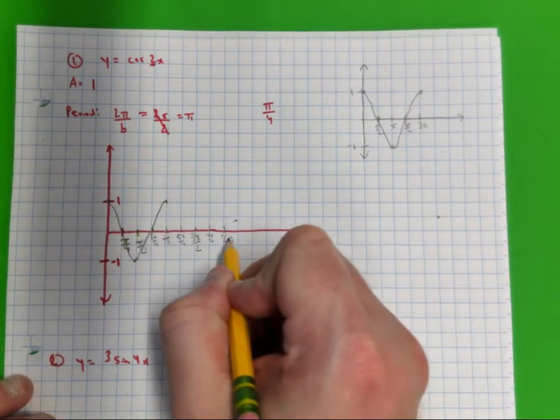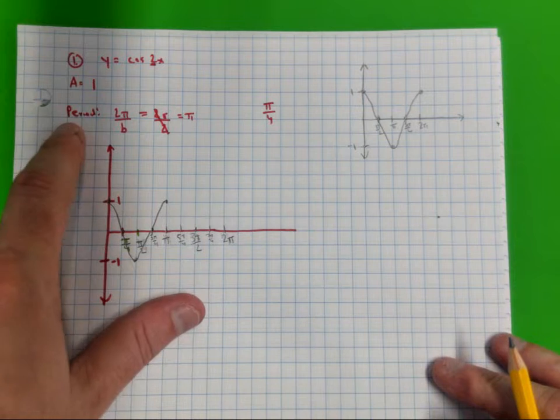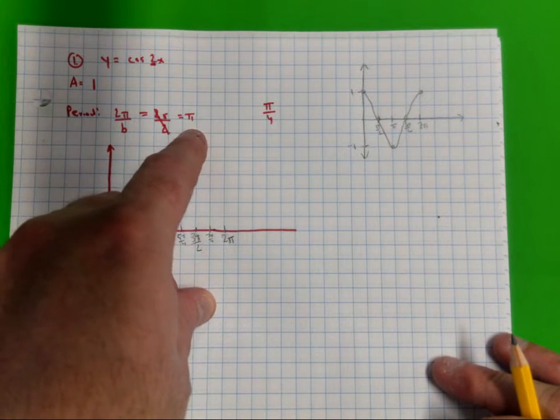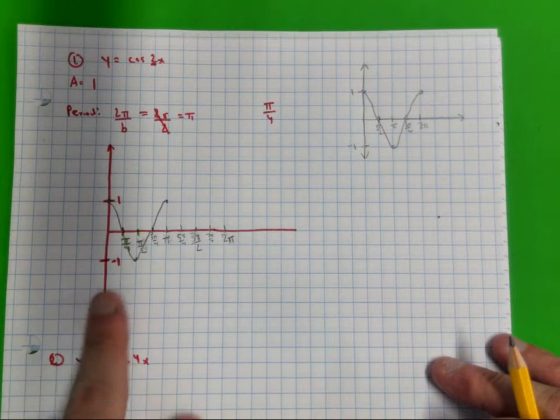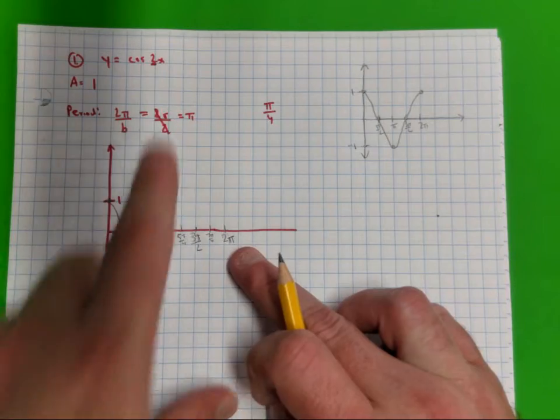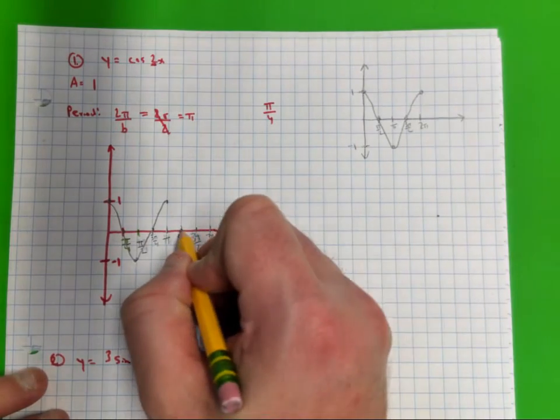Now let's talk about why that makes sense. It takes a period of pi to complete one cycle. We're graphing two cycles, so I should end up at 2 pi because one cycle is pi. Okay? And continue graphing this.